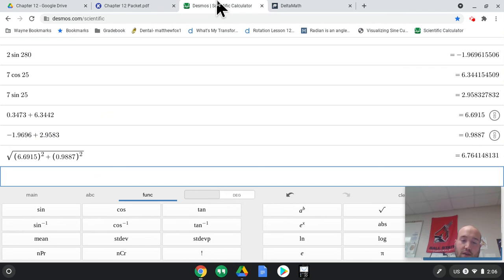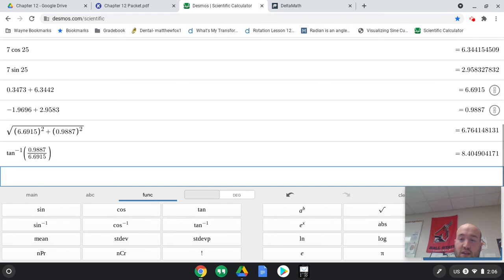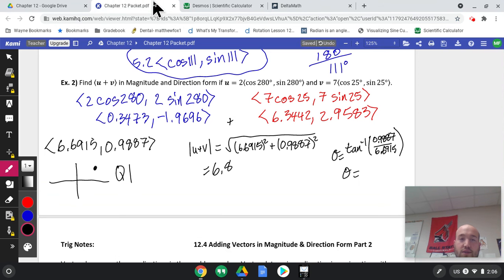So we take the inverse tan, or tan to the -1, of 0.9887, the y component, divided by the x component. And as you can see, 8.4, but we can round to the nearest whole number, so 8 degrees. Pretty small, but that hopefully makes sense because the x is much bigger than the y. So it's over to the right and hardly up at all. So that's going to be very close to 0, so 8 degrees.